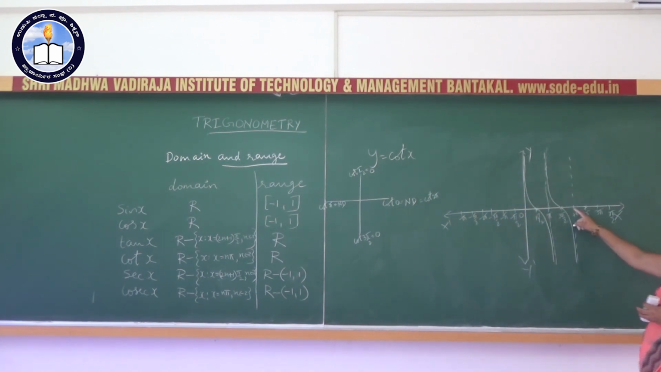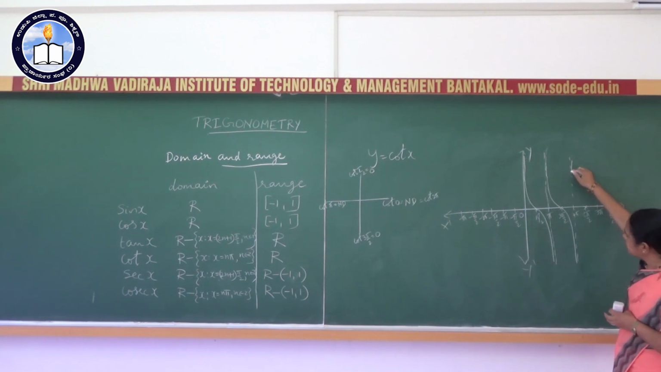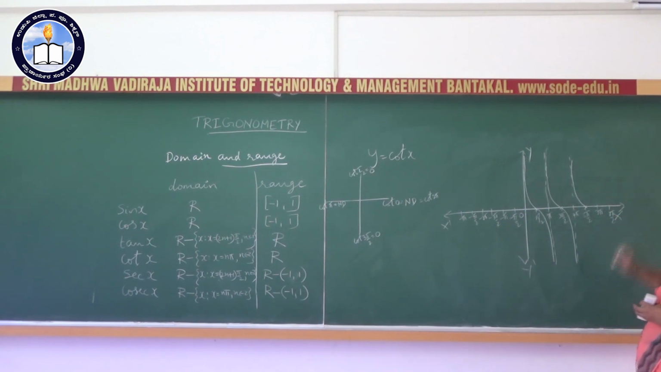Cot 5 pi by 2 is the same as cot pi by 2, that is 0. In the first quadrant, cot theta is positive, so the graph lies completely above the x-axis. In the second quadrant, the graph lies completely below the x-axis. This is the graph of cot x.